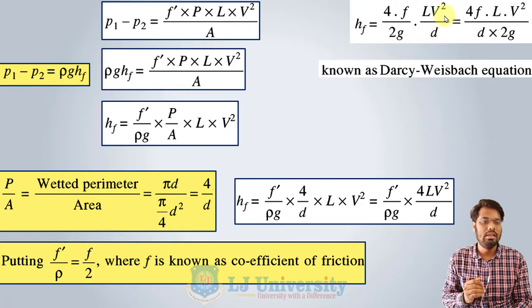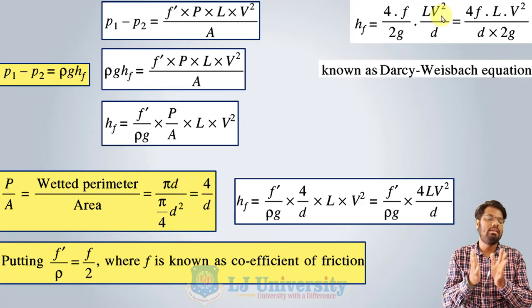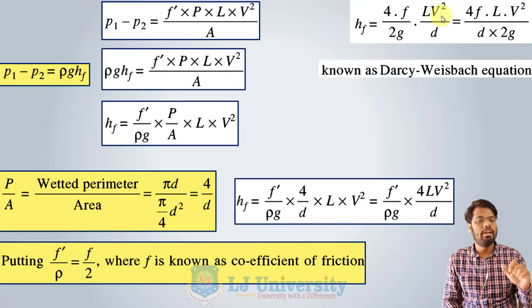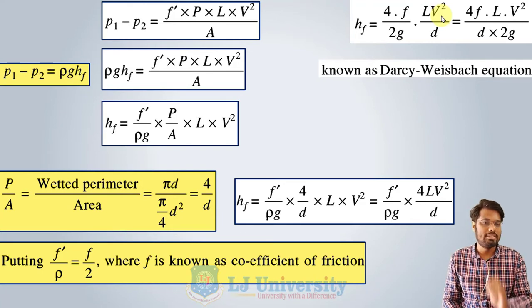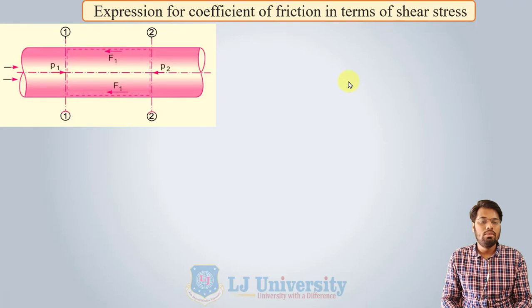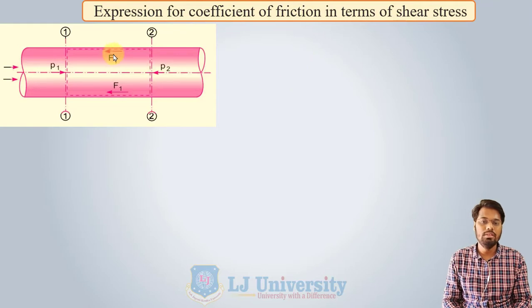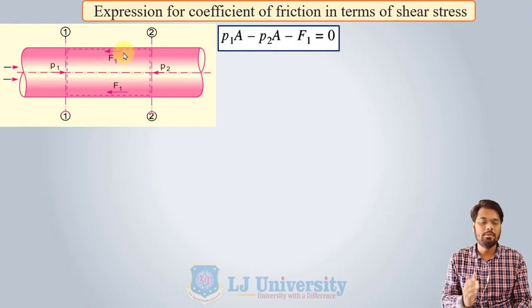This is known as Darcy's equation, which we have already studied in our fluid mechanics subject. But this is going to be useful for the derivation of the pressure drop in a heat exchanger. So this is Darcy's equation. Now let's understand the expression for the coefficient of friction in terms of shear stress. This friction force generates shear stress.